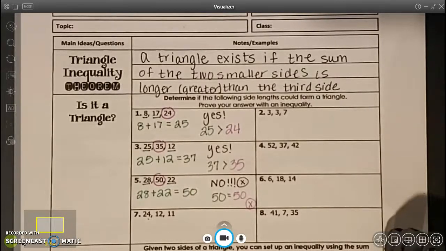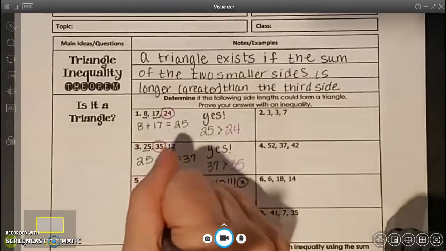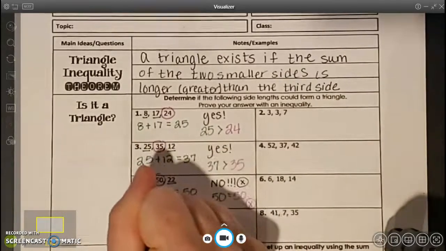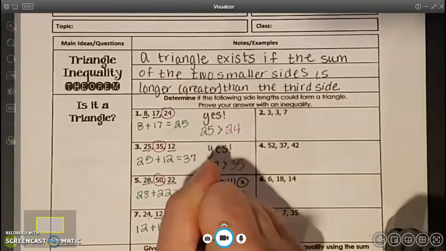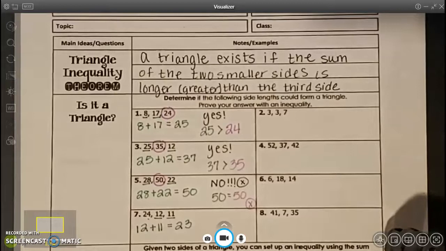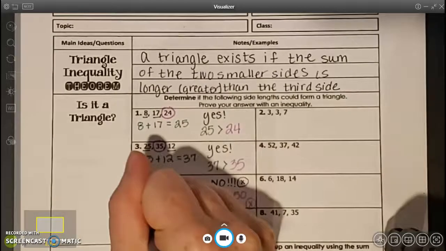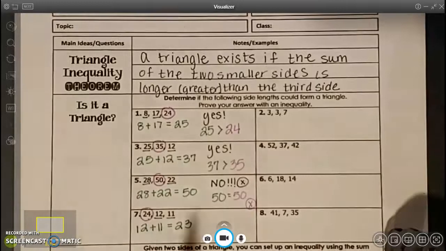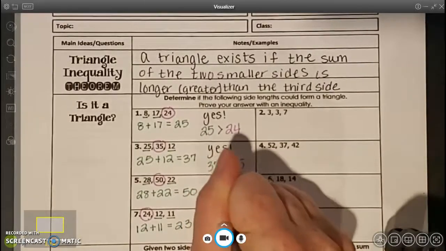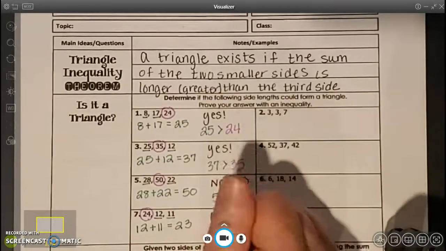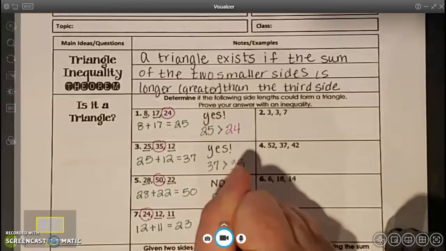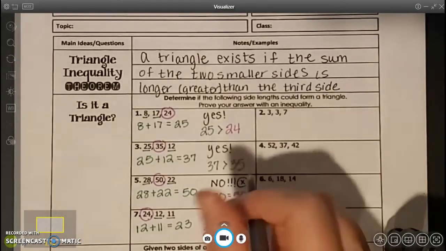All right, and our last one, 27. We take the smaller two sides, which are 12 and 11, and we'll add those together. 12 plus 11 is 23. And we want to know, is 23 greater than the third side, which is 24? That answer is no, because 23 is not greater than 24. 23 is less than 24. So again, that's no.